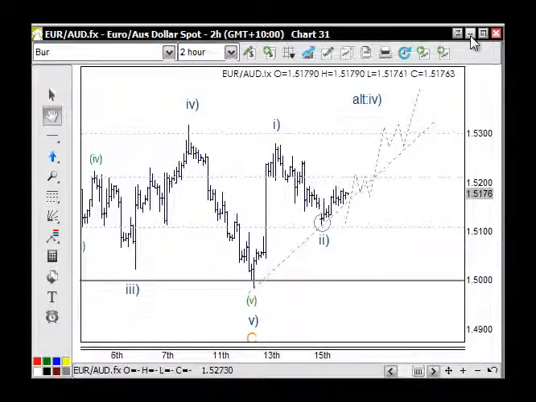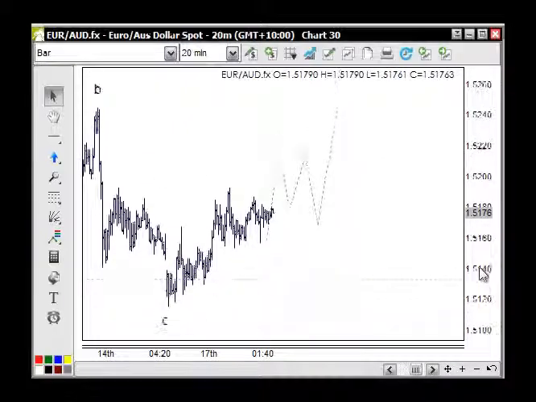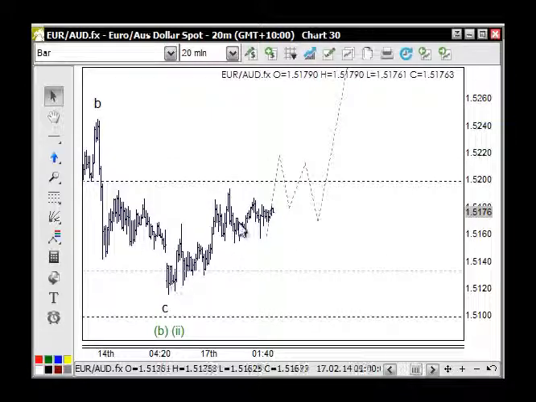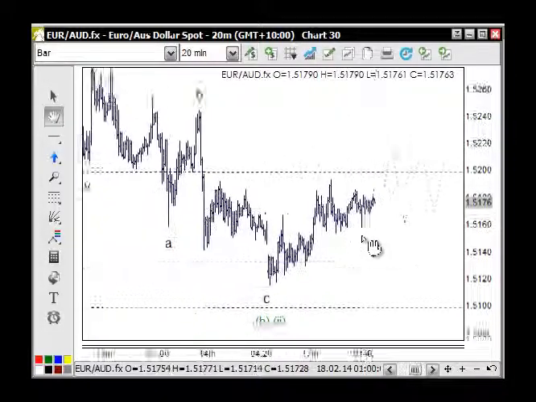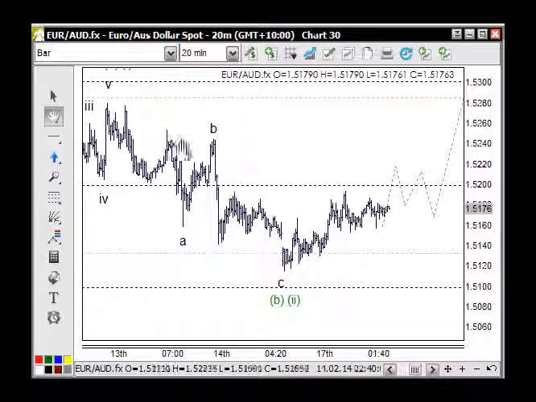So just drilling in here a little bit. The move up through here so far, last time we were looking for an A and a B and a C into this area. We've got that. So now we're looking for a move to the upside here.